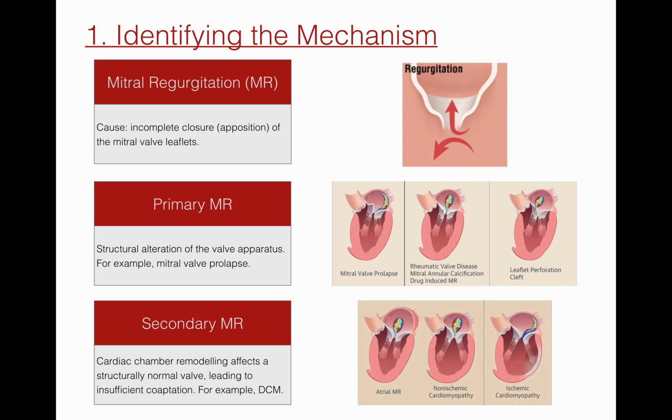Secondary mitral regurgitation is regurgitation through a structurally normal mitral valve due to left ventricular or left atrial remodeling that prevents the leaflets from closing completely. An example of this type of mitral regurgitation is MR due to dilated cardiomyopathy.